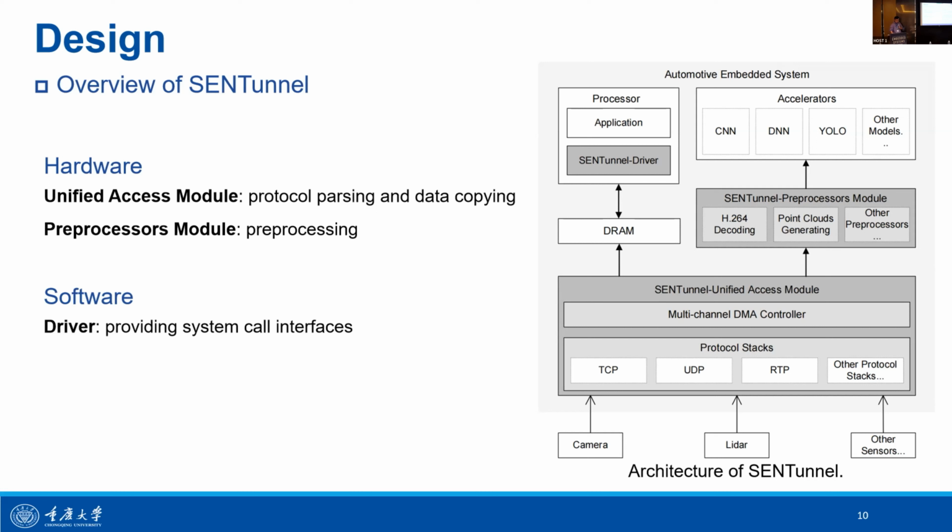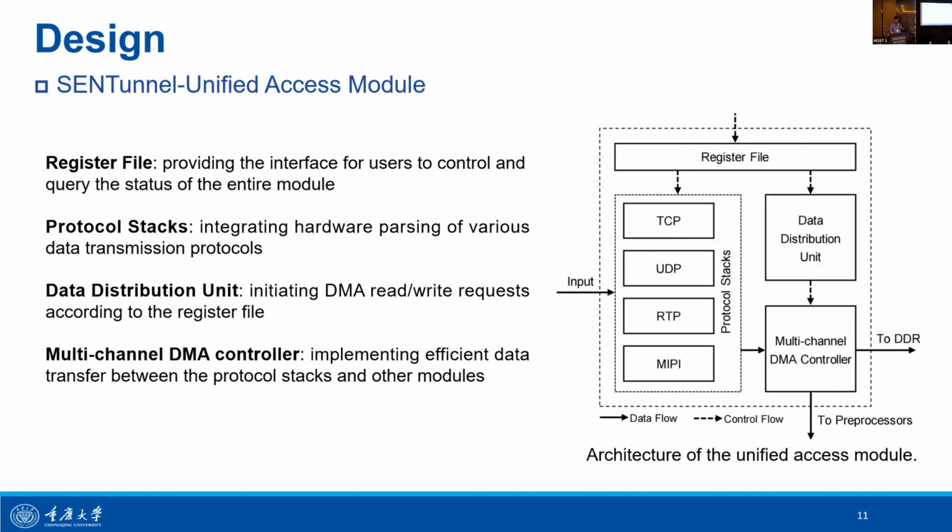For the data that needs to be sent to processors, we directly map it to the processor address space. For the data that needs to be sent to accelerators, it's directly distributed to the preprocessor module, and then the preprocessed data can be sent to accelerators. The unified access module is the center of data access and distribution in Sentinel. This figure shows the four modules it contains. Due to time constraints, I will not introduce them one by one.